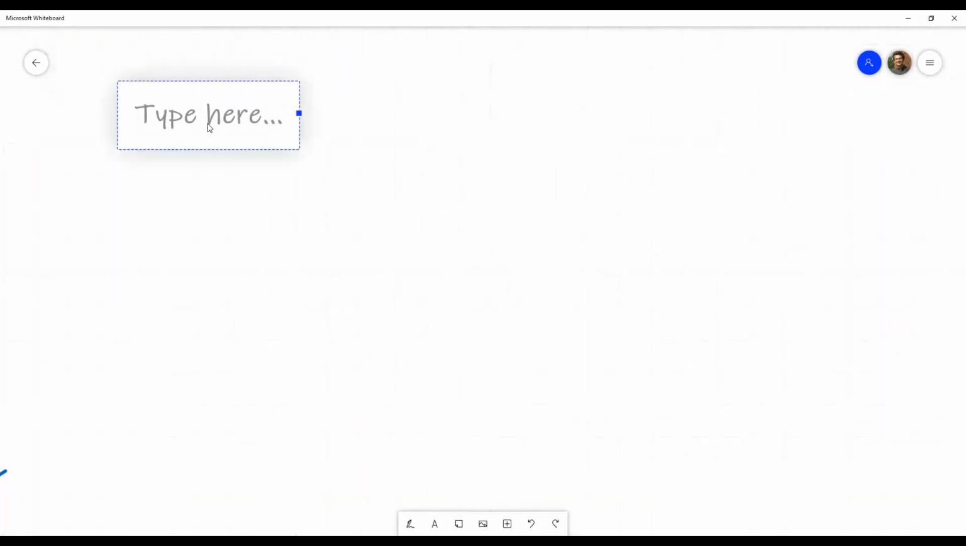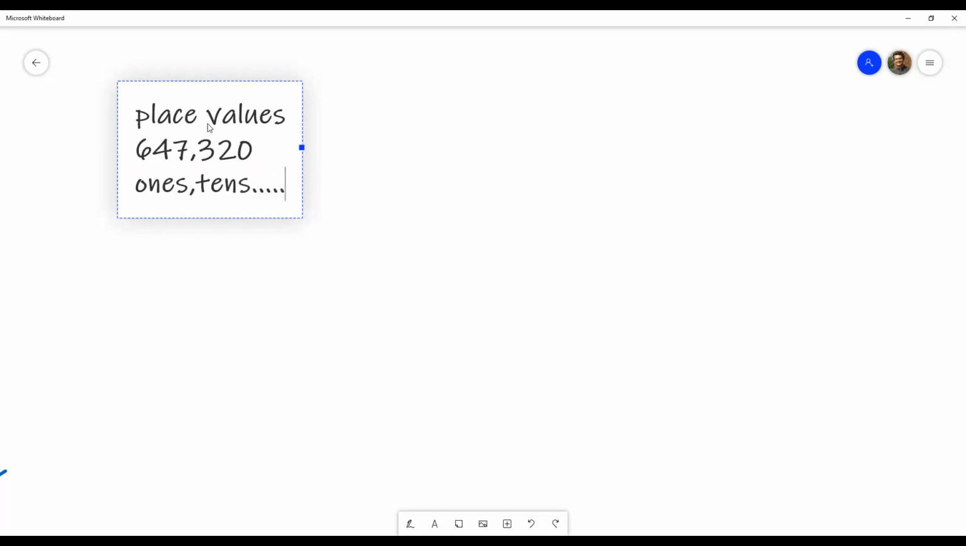We learned about place values. Then we got to know this huge number, 647,320, and that's how it was said. Then we learned about the place values and how they are pronounced: ones, tens, hundreds, thousands, then millions, billions, etc. Then we looked at some examples, and I gave you 5 examples. All of you did great.